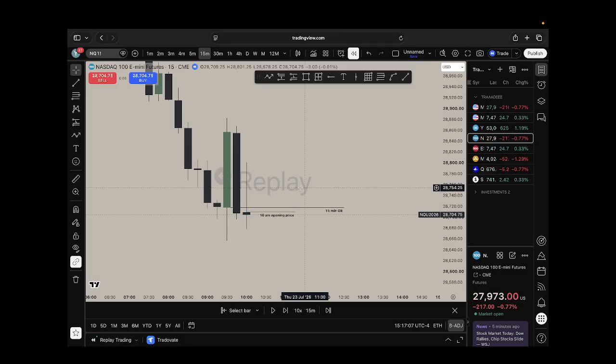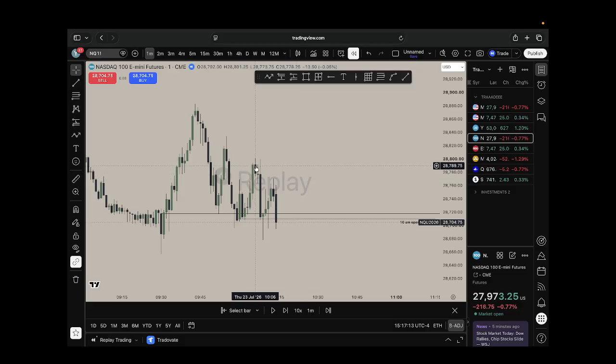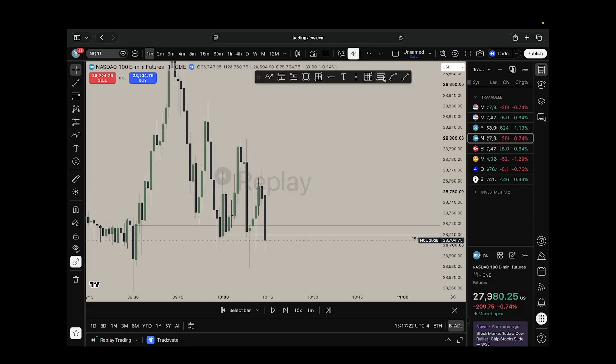Right there. We scale down to the lower time frame. On this day, we ended up, okay. This would have also been a winning trade right here. So our 10 a.m. open is right here. We manipulate up into the order block.